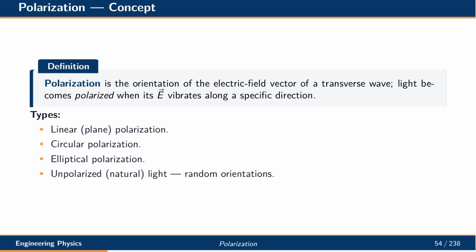There are several types. Linear or plane polarization keeps the electric field in one direction. Circular polarization has the field rotating uniformly. Elliptical polarization is the general case. Unpolarized natural light has random orientation.